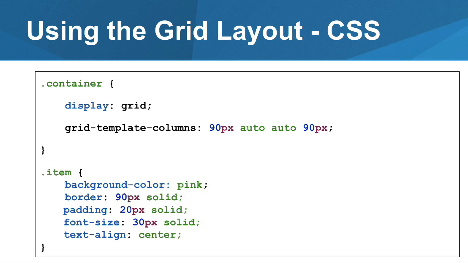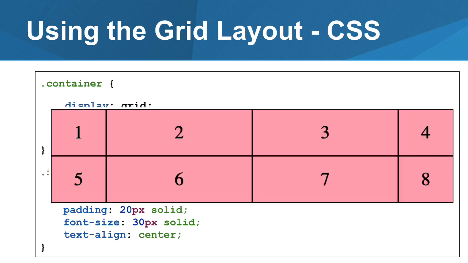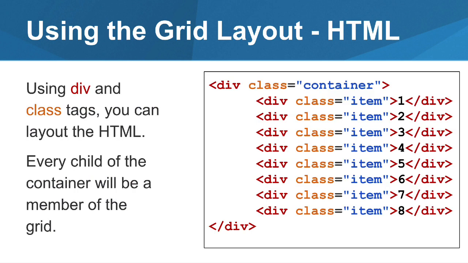The item layout allows you to provide basic formatting for the items. The style would result in a grid like this. Notice that the 2 middle columns are equal size and slightly bigger because of the auto setting. To add the content side of the grid, you will create a div with a container class. Each child under that container is then a cell in the grid. The item class is used to help define the style.